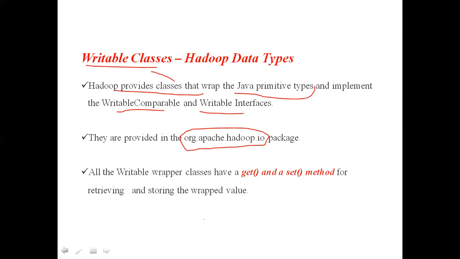To give values to these writable classes, we use predefined methods called get and set. The set method is used to give a value to the data type. The get method is used to retrieve the value of the data type. To know what value is already given to the variable, we use the get method. We will understand these two in future classes when we go for programming. All the writable wrapper classes have get and set methods for retrieving and storing the wrapped value.